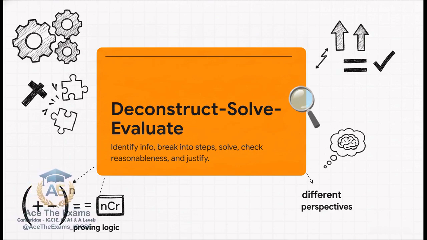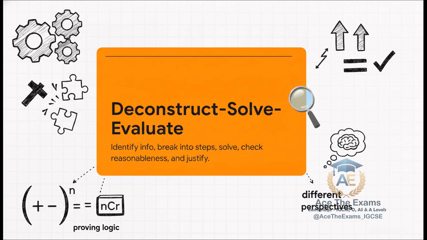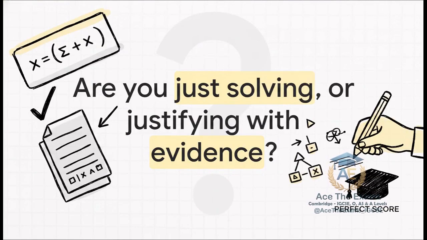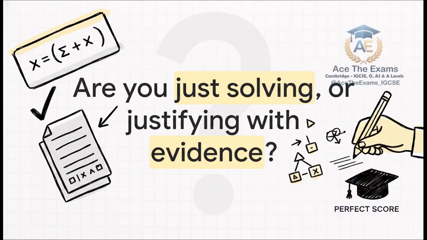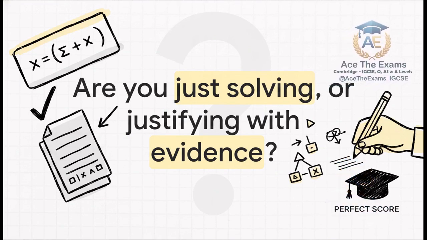You need to check for reasonableness. Does the simplified coefficient you just calculated actually make sense within the context of the binomial expansion? Using this advanced problem-solving model is exactly how you question assumptions, consider different perspectives, and mathematically prove your logic directly to the examiner. So, I want to leave you with this final critical thought to ponder. Are you just solving, or are you justifying your decisions with evidence?